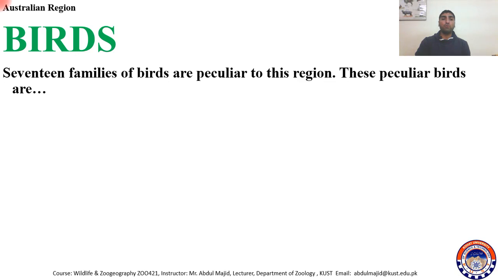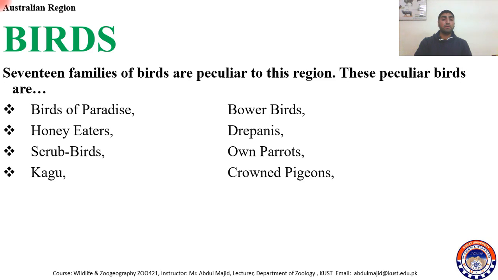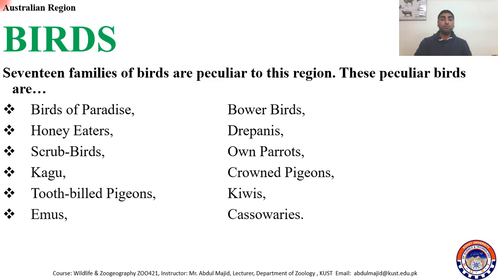Now let's talk about the bird fauna of this region. So 17 families of birds are actually peculiar to this region, and of those peculiar birds, there are birds of paradise, bowerbirds, honey eaters, drapins, scrub birds, owl parrots, cargo, crown pigeons, tooth-billed pigeons, kiwis, emus and cassowaries. These are endemic to this region.